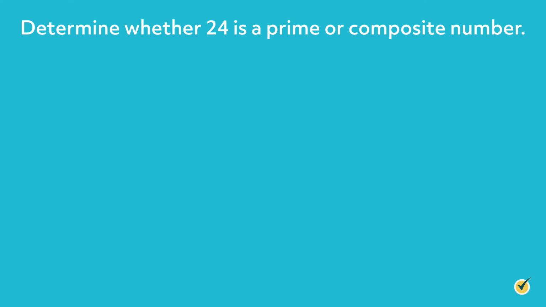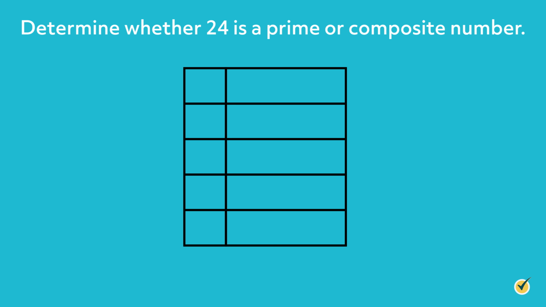Determine whether 24 is a prime or composite number. To do so, make a list of all the factors of 24. Remember, factors are numbers that are multiplied together to get a product. In this case, the product is 24. Start with 1 and work your way up from there. Ask yourself, 1 times what number equals 24? 1 times 24 equals 24, so 1 and 24 are factors.